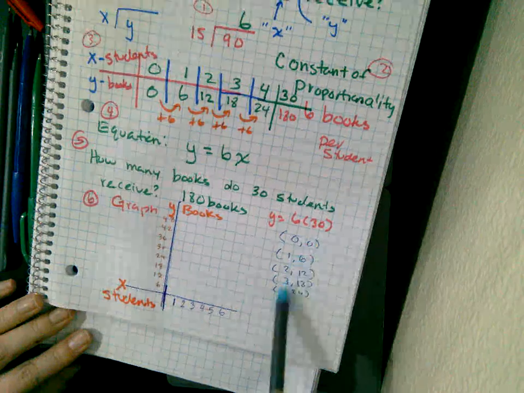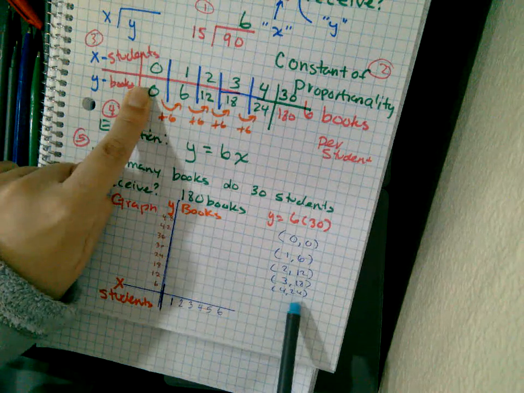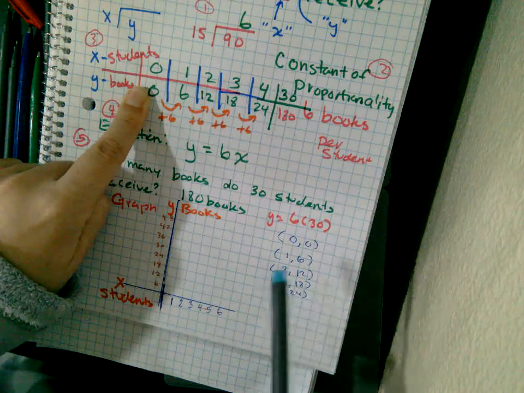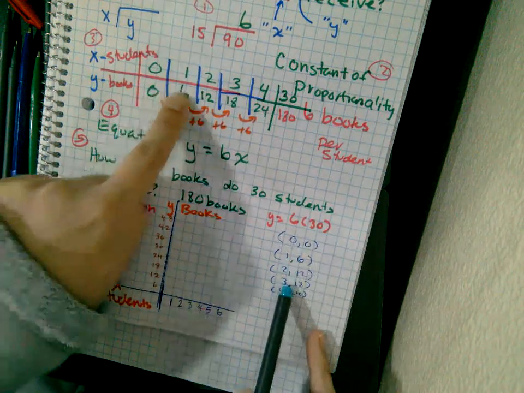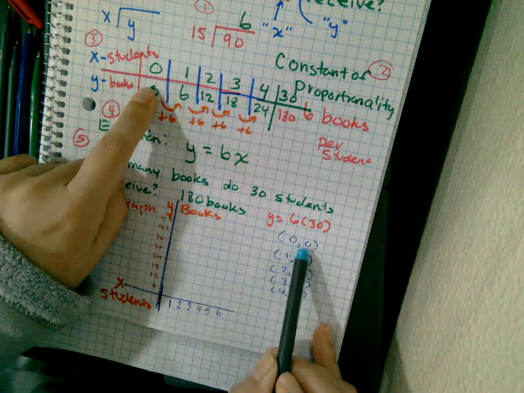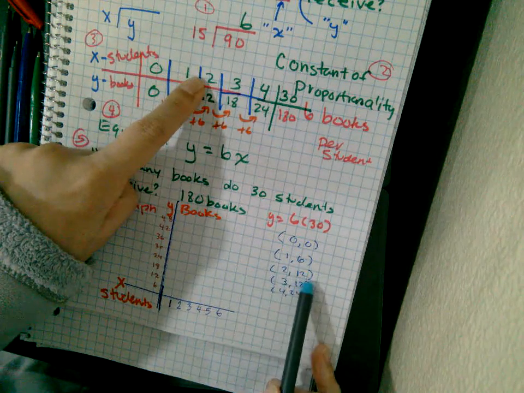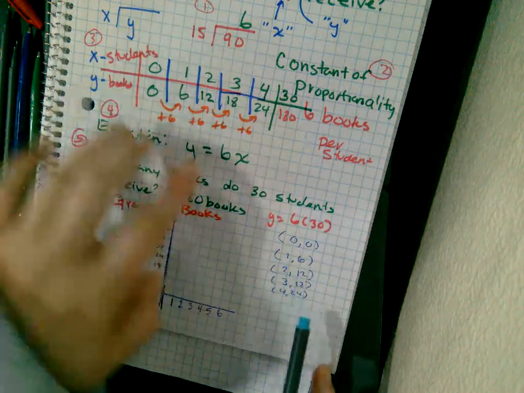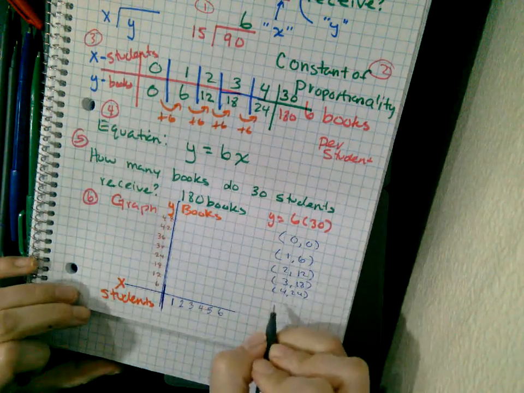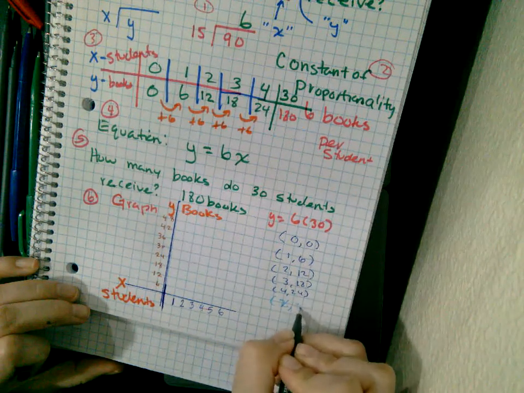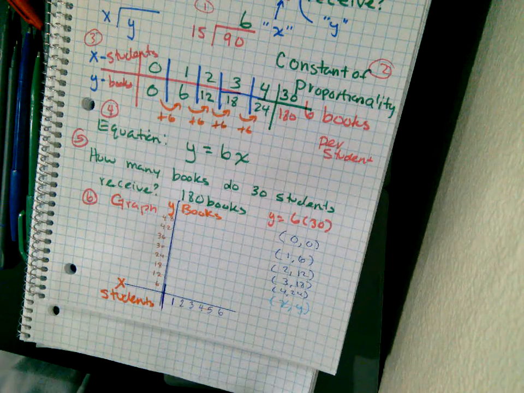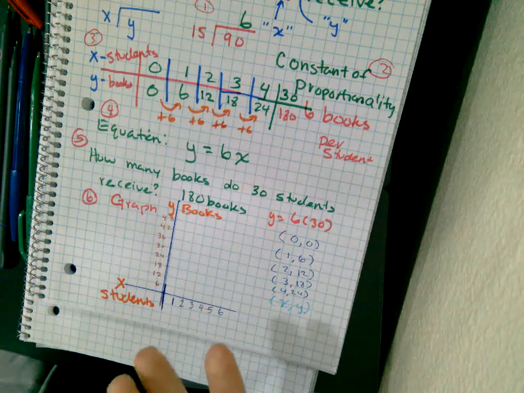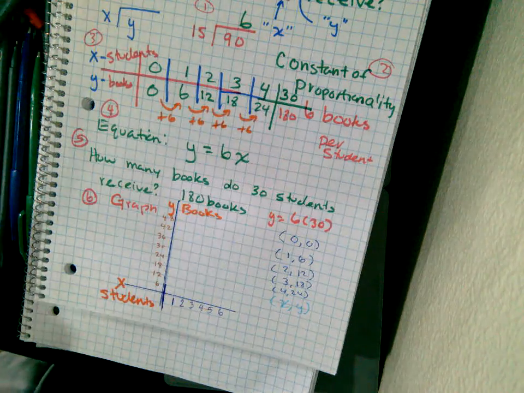Okay, where did I get this? Literally, I got it from your table. You see 0, 0, 1, 6, 2, 12, 3, 18, 4, 24. So you get your ordered pair. These are called ordered pairs. They're in the form of X, comma, Y. The first number represents X. The second number represents Y. So I got these from your table. That's why we create a table, because you graph what's on the table.